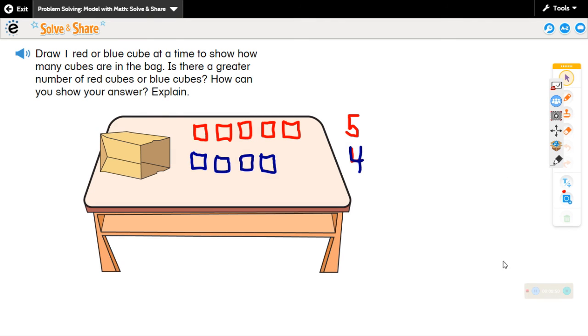Okay, class, that ends the solve and share activity. Go ahead and go to the next page and click on the next video for our visual learning.